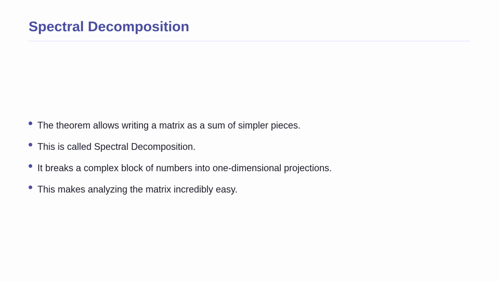Now that we understand what the eigenvectors of a symmetric matrix look like, let us look at how we can use them. The spectral theorem allows us to write our original matrix as a sum of much simpler pieces. This process is called spectral decomposition. Instead of looking at the matrix as one big, complicated block of numbers that mixes everything up, we break it down into a combination of simple, one-dimensional projections. By doing this, we turn a difficult multi-dimensional problem into a series of incredibly easy, independent steps.